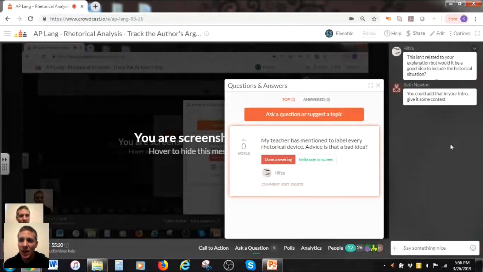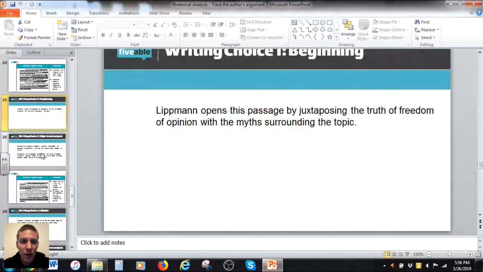So let's go back to my example tonight. You could talk about juxtaposition. You're not saying the author juxtaposes and that's it. Let's just go back to how I worded my topic sentence. Lippmann opens this passage by juxtaposing the truth of freedom of opinion with the myth surrounding it. If this was just Lippmann opens a passage by juxtaposition, that's pretty weak. I have to actually put more context or thoughts there.